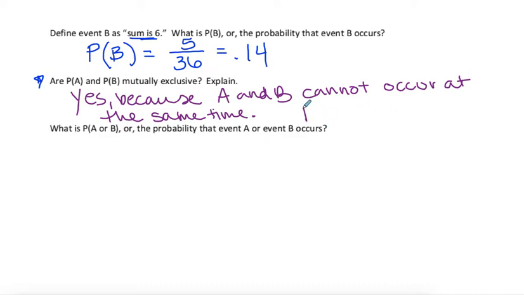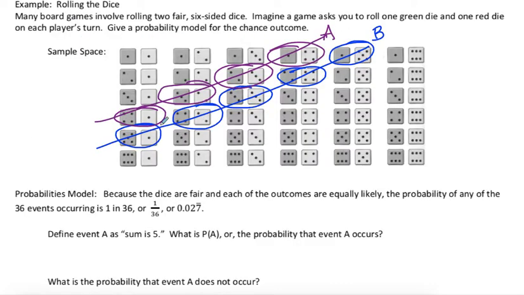So what we could do notation-wise, we could say the probability of A and B, so those happening together, there's 0 outcomes out of 36 that are A and B. They're mutually exclusive. There's no overlap here.